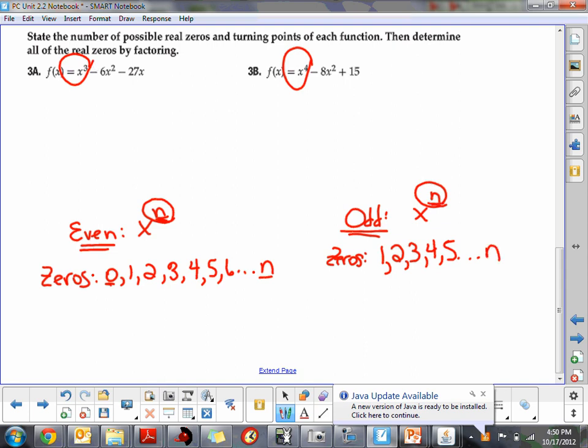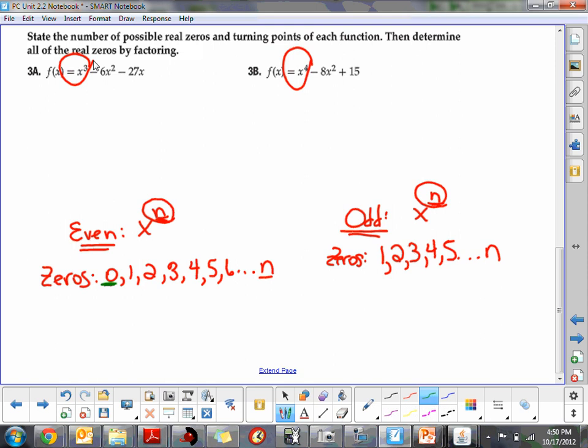Okay, the clear difference between an even and odd is that evens can have 0 x-intercepts, or zeros, and the odds can have as few as, but always have, 1. So that's the clear distinction between those two that we've got to take notice of.